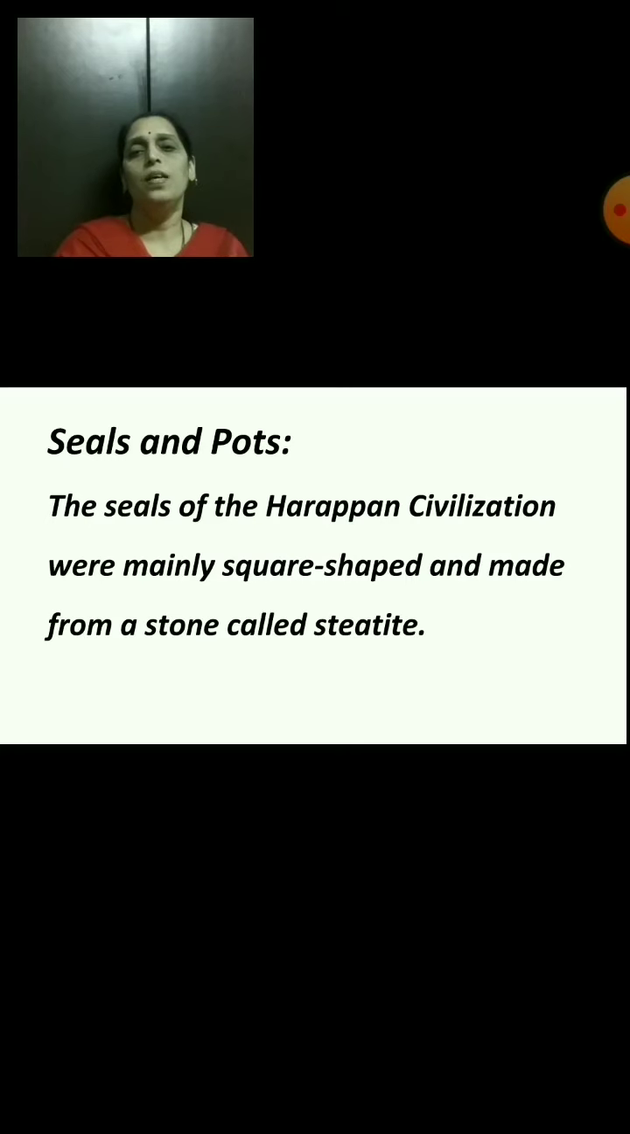The seals of the Harappan civilization were mainly square shaped and made from a stone called steatite. What is steatite? Steatite is a stone. Now tell me students, how were the seals of Harappan civilization made? The seals were mainly square shaped and made from a stone called steatite. Very good.